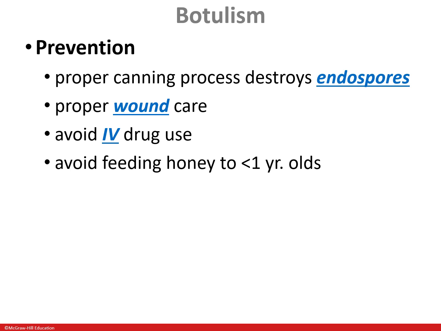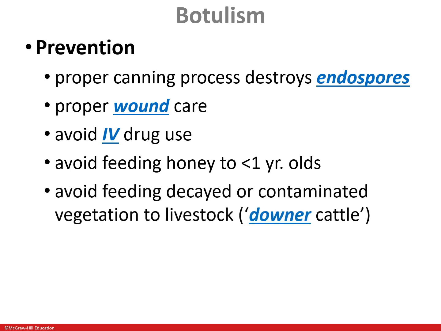But it's better to be safe than sorry and avoid feeding honey until their immune system is more mature. In agriculture, we have a variety of things that can cause what are known as downer cattle. So there are certain fungal diseases and other things, but botulism is not uncommon in decaying feed. And so that's another thing that can be affected there.